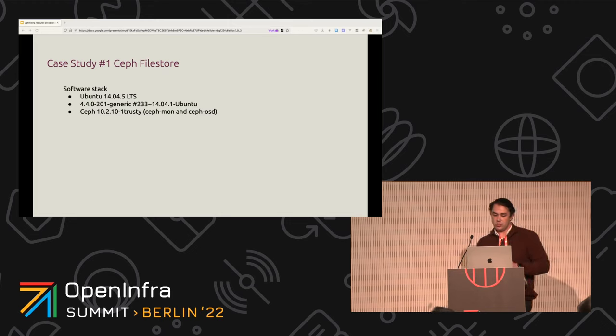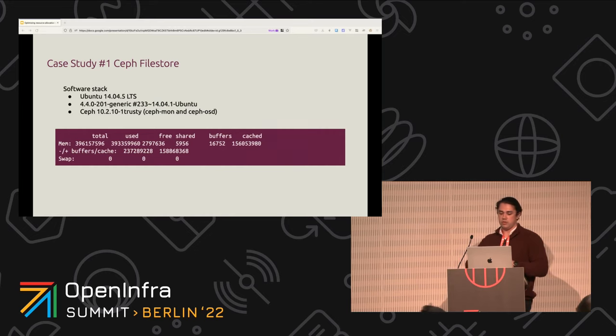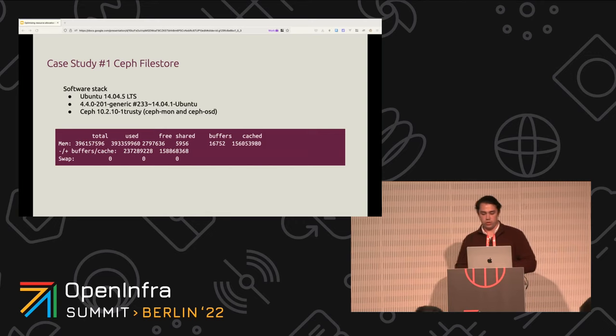In the first issue, the user presented with intermittent kernel panics on their systems and a lot of messages with kernel hung tasks, which look like "INFO: task blah blocked for more than 120 seconds." The software stack they were using is Ubuntu 14.04, with a 4.4 kernel, and it was Ceph Jewel. The output of their free memory looked like this. As you can see, there's sufficient free memory, but the excess of that memory has been used for cache.